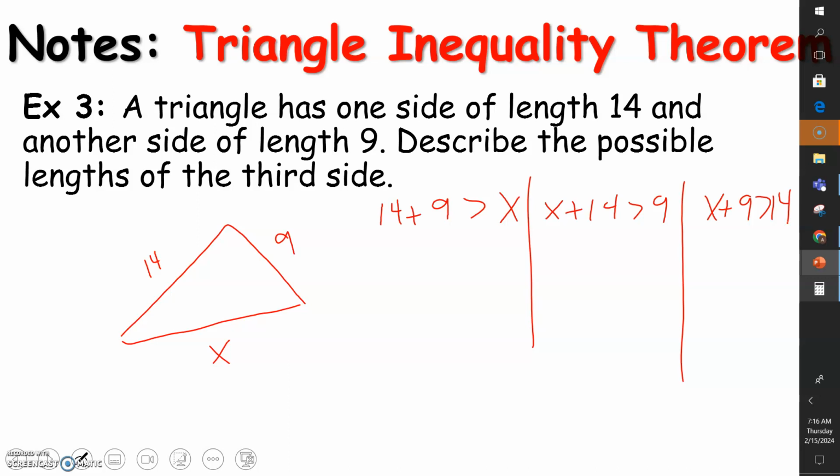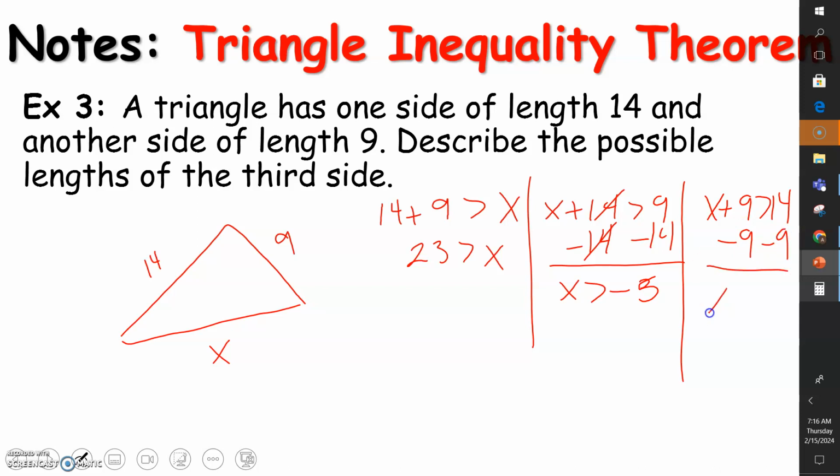So let's solve each of these. So 14 plus 9, that's 23. So x has to be smaller than 23, or 23 has to be bigger than x. Let's solve this one for x. We'll remove the 14 from both sides. We get x must be bigger than negative, what's that, negative 5. All right, then let's solve the next one. Minus 9 on both sides, and x must be bigger than 5.